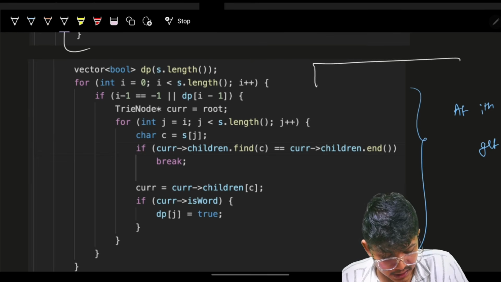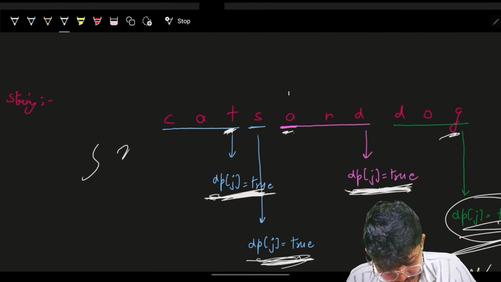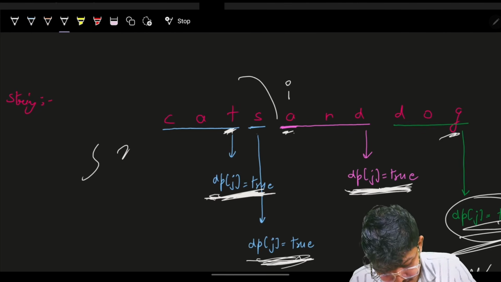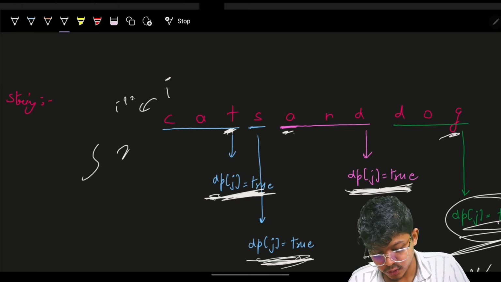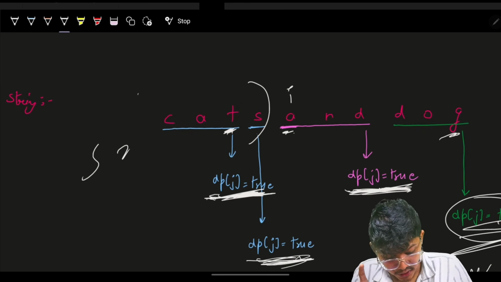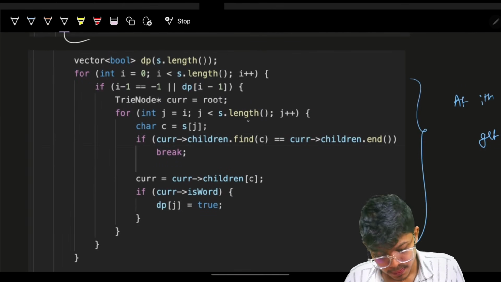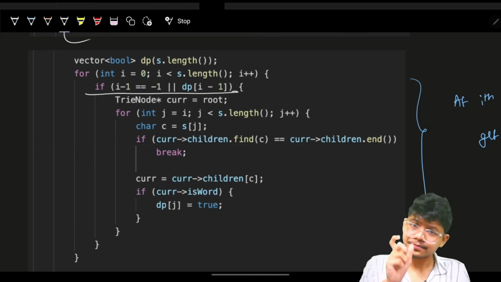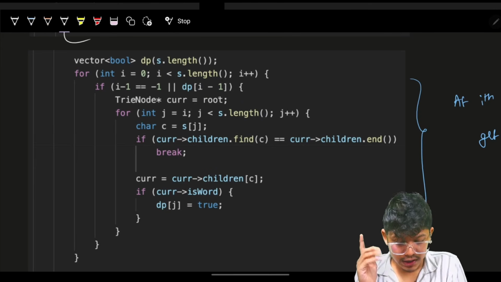Remember, as I previously spoke also, if I am here, I can start comparing only and only when, the first case is, if your i-1 is equal to -1, or you are, let's say, here, then your dp of i-1 should be equal to true. Then only you can start comparing. So I am at this index. I say, if i-1 is equal to -1, or it's true, then I should start comparing.